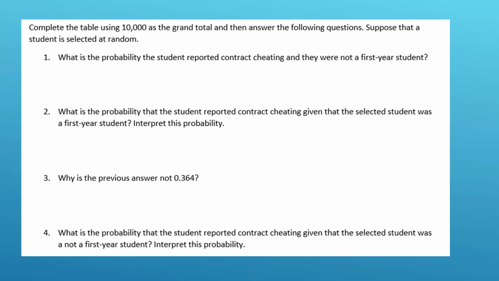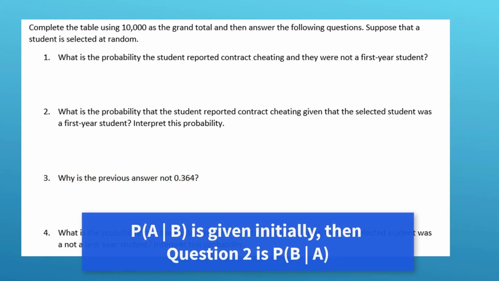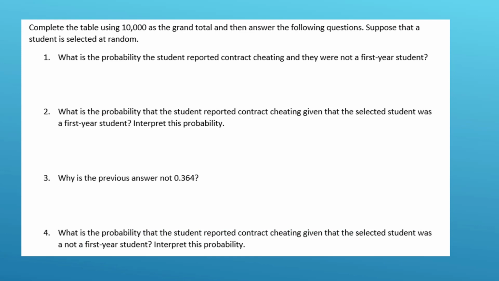As you can see from this part 3, why is the answer to the previous question not 0.364, which was the probability going the other direction? So again, we're switching these around, throwing a little bit of Bayes' theorem at them without even using that language. We don't need to complicate this, but we hope that they can use the table to say, well, the condition is different, the group size is going to be different, and let them explain that option.